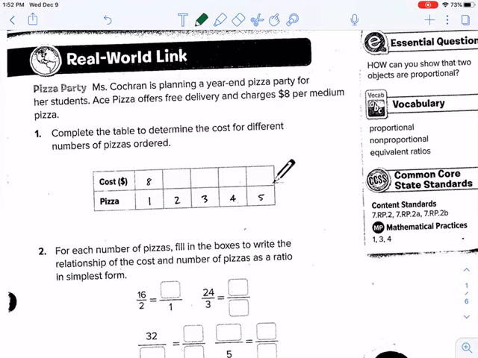So if we continue the table here for costs of pizza, one pizza is $8, as we know. 2 pizzas, we'd add another 8 and get 16. 3 pizzas, add another 8. 4 pizzas, add another 8. And $8 more for another pizza, 40.